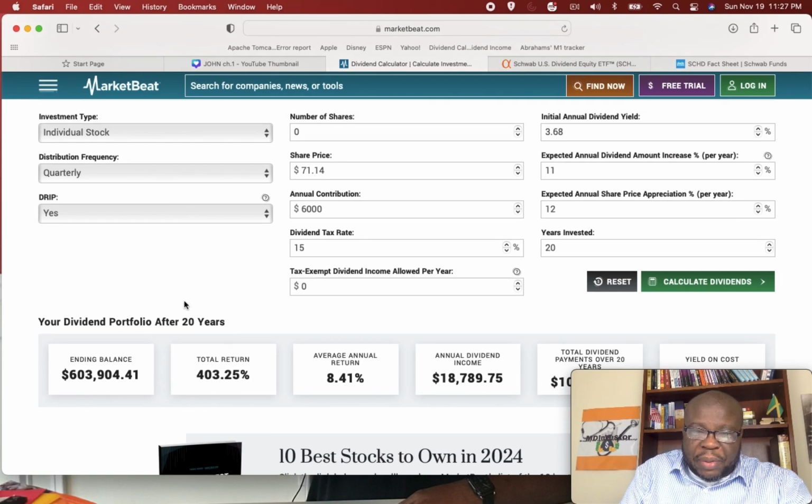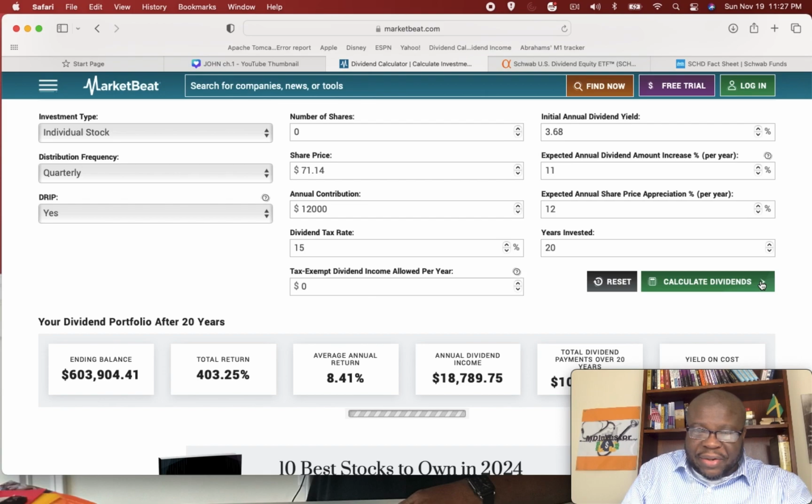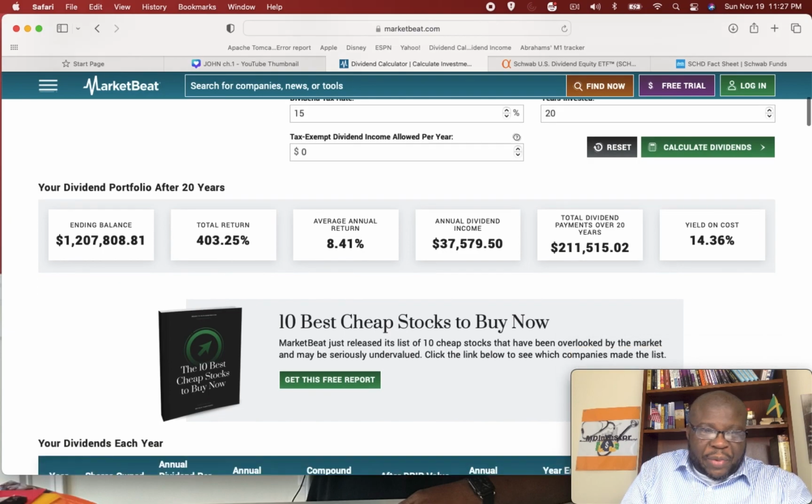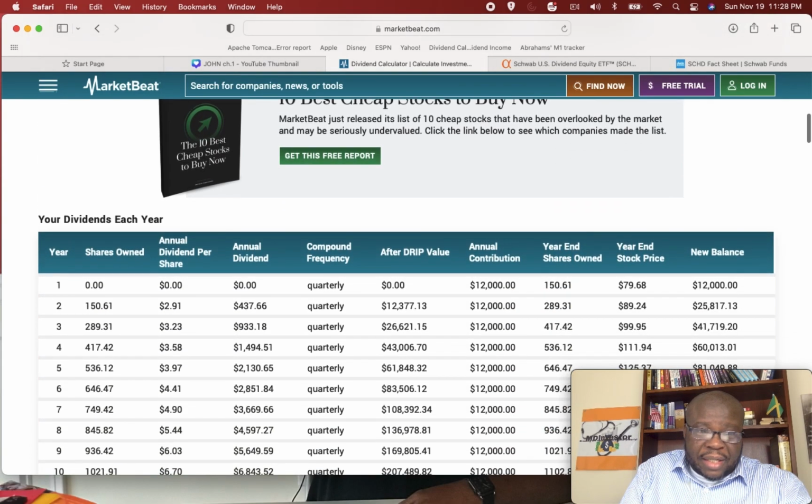So $1,000 a month would be $12,000 every year. After 20 years, let's see what we're looking at. Again, we see the portfolio value after 20 years is going to be $1.2 million. The annual dividend income is going to be about $37,000 a year. That's not bad. And over the 20 years, you would have gotten over $200,000 in dividends.